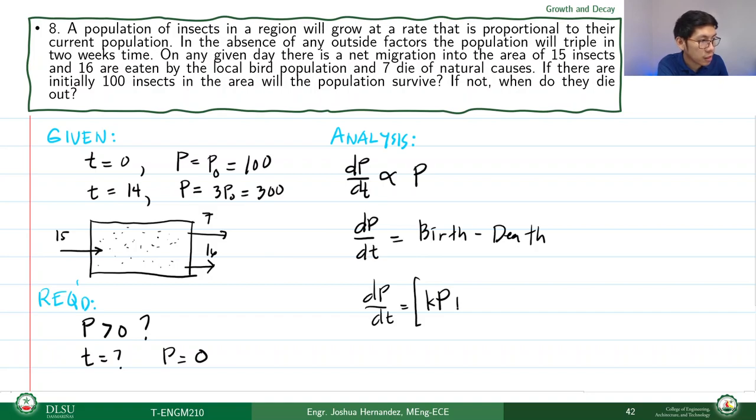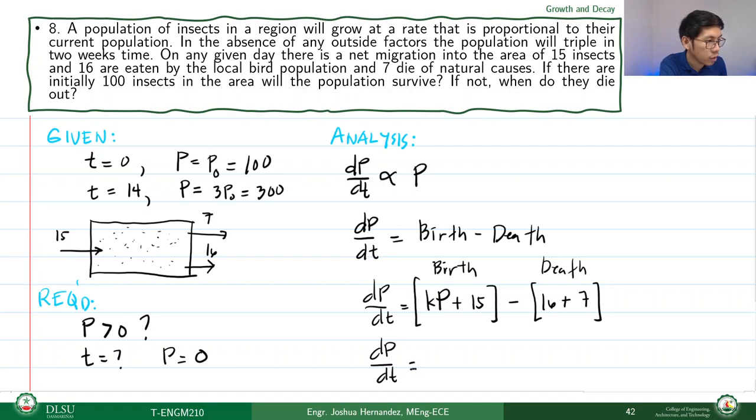plus 15. So, ito yung birth or yung live, no. And then, yung namamatay is 16, kinakain daw ng ibon. Tapos, 7 na namamatay out of natural causes. Ito yung death. So, our model will become dp over dt equals kp minus 8. So this will become our working model.